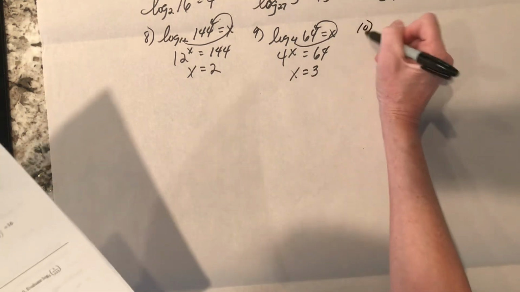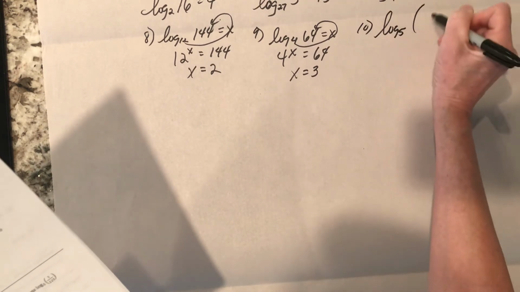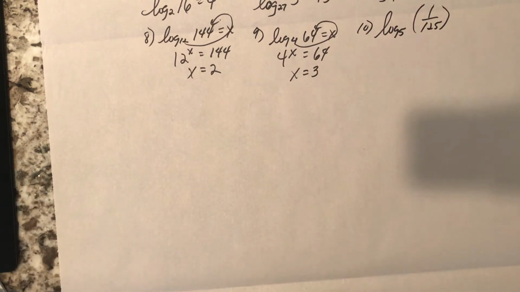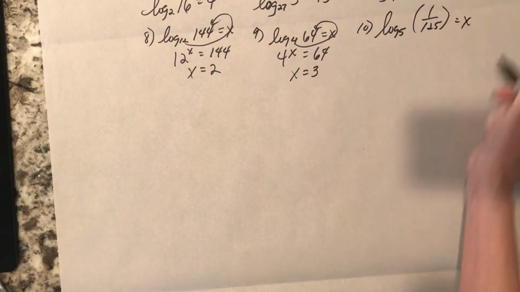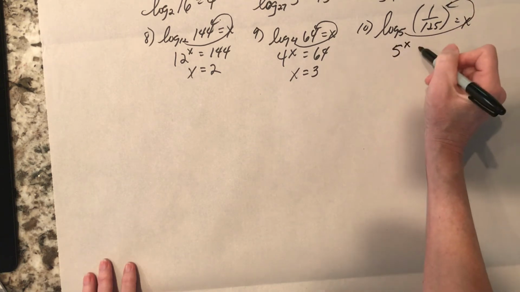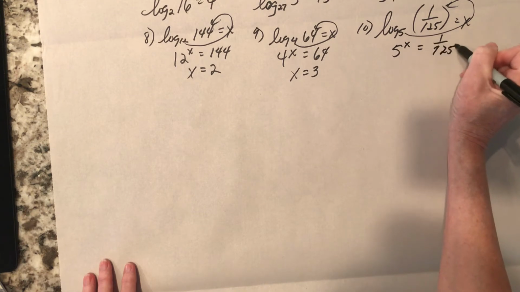Number 10, log base 5 of 1 over 125. Again, if you're looking for an answer, let's set it up. Do a circle-y thing. 5 raised to the x power will give us 125.